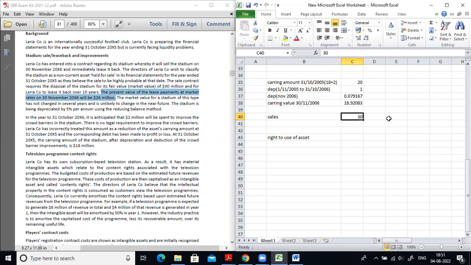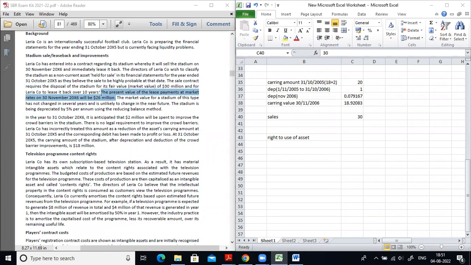Yes. (26) divided by 30. Here, Kathy, just see this. We are computing right to use of asset. So they gave right to use of asset as 26 million. 17.33. I got it from Neil. That is 17.33.